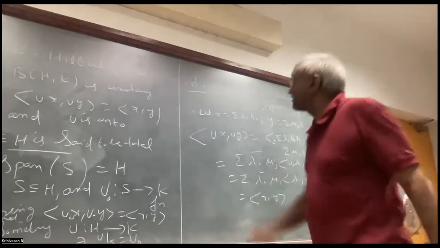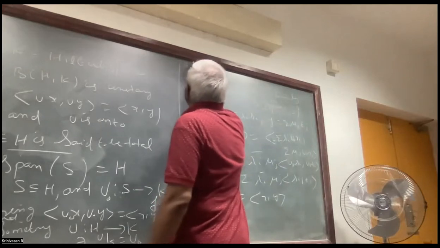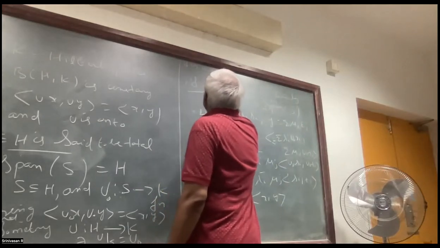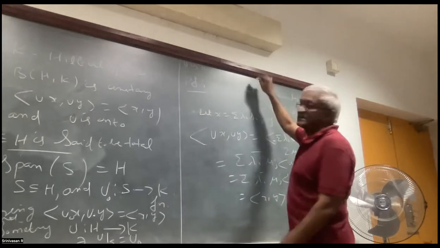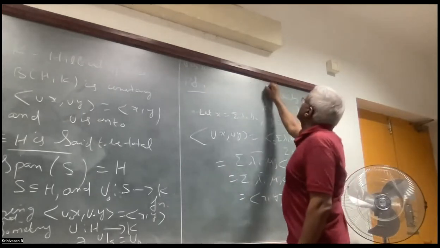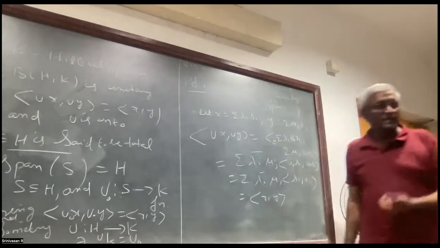Okay, and I forgot to write something, so I will write it here before that. U is unitary if the range of U naught on S is total. That is clear, no?